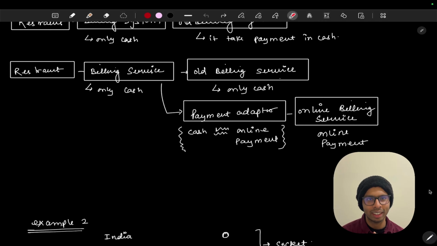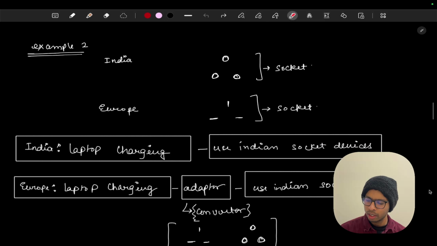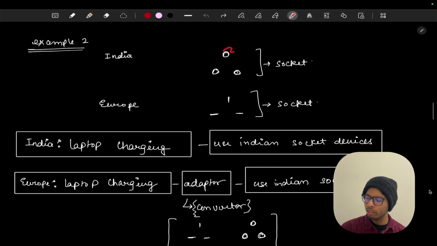If you didn't get this example, I will give you one more example, and after that we'll move to the code. In India, we use circular sockets. In Europe, we use this kind of socket, known as G sockets. Let's say I'm going to charge my laptop in India, and I have an Indian charger, with circular pins in a cylindrical shape. In India, I just plug it in and everything is perfectly fine. We can simply charge it in India.